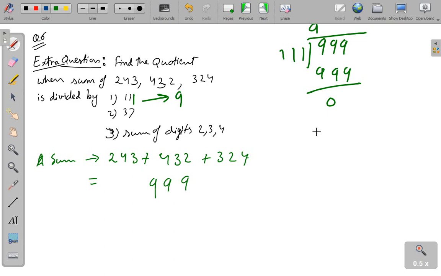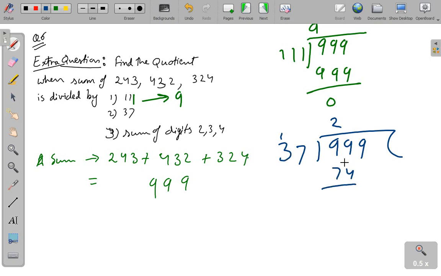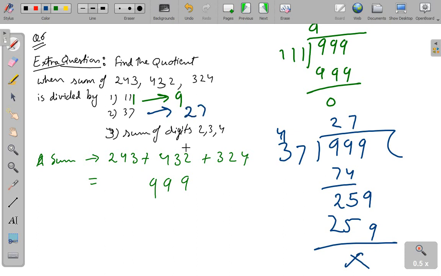Next is your number 999, to be divided by 37. So 37, 3 times, no, 2 times. 2 sevens are 14, 4 and 1, 2 threes are 6, 7, 74. We will find out the difference. This will be 259, and this time 7 sevens are 49, 7 threes are 21, 25. Again the remainder is 0, so the answer for the next one is 27.